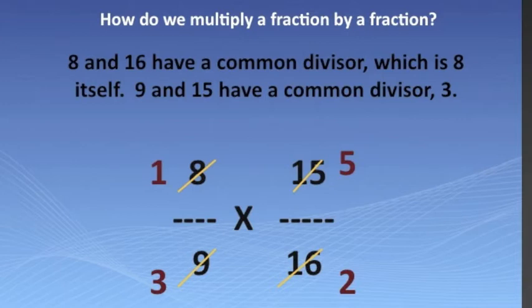So our simplified 8/9 is now 1/3. 15 divided by 3 is 5. 16 divided by 8 is 2. That turns 15/16 into 5/2. Now remember, we can't use this when fractions are on their own. We can only use this when we're working with a pair of fractions to multiply them.